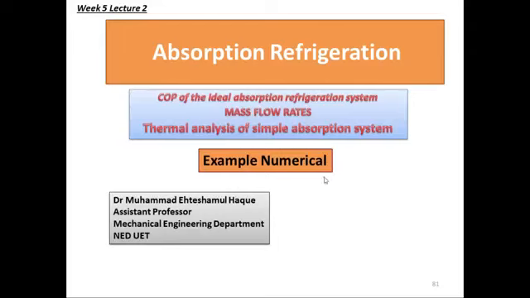Now in this lecture we are going to cover COP of ideal absorption refrigeration system, and then mass flow rates, means the mass balance for the solution and the salt. And then we will look at thermal analysis of simple absorption system. We will consider a couple of examples where we will try to find out the enthalpy of the refrigerant and enthalpy of the solution using those two diagrams that we had discussed previously, that is PXT and HXT. So moving on.